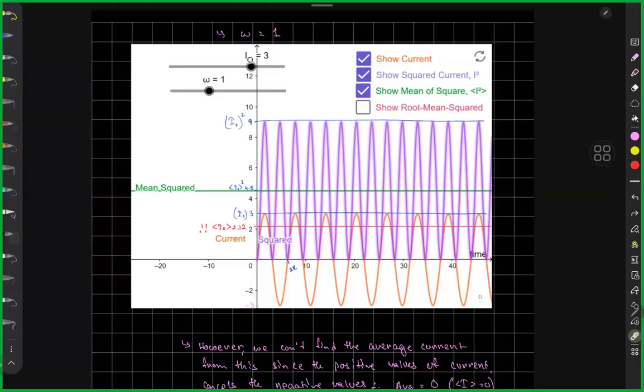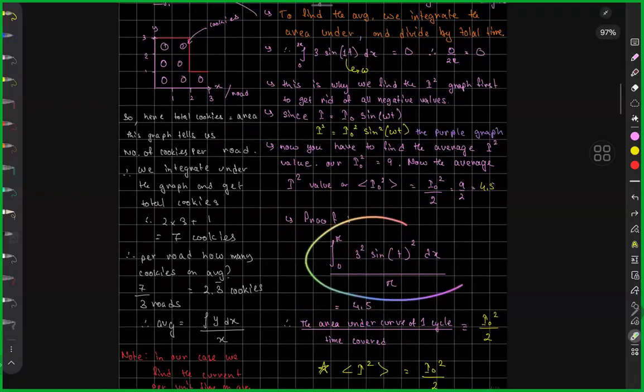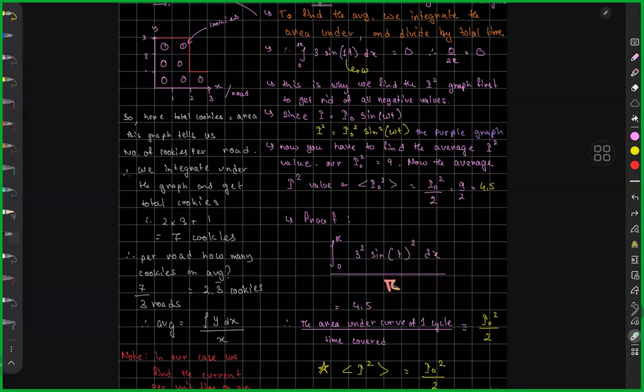Take any period, by the way. You can take up till this point. You will get the same answer. I can guarantee you will get the same answer. If you integrate the sine square value, which I did over here, so if you integrate this I square, 3 square times sine t square, for let's say half a cycle, you know what you will get? 4.5. So what does this show you? This is the proof, by the way. I just made it up.